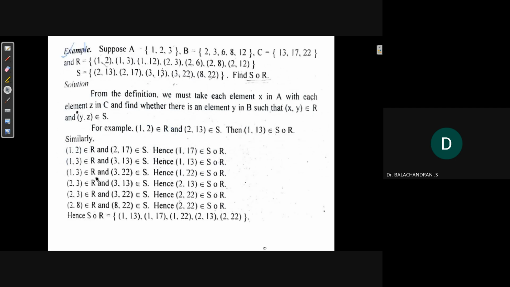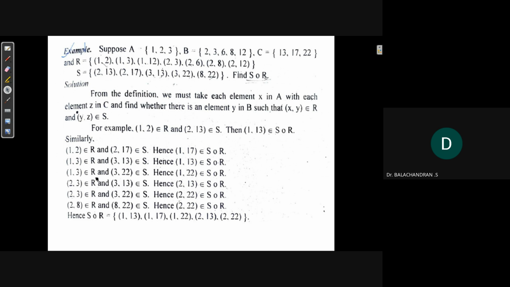The next concept, composition of relation. Through an example we will discuss composition of relation. A equal to {1, 2, 3}, B equal to {2, 3, 6, 8, 12}, C equal to {13, 17, 22}. R is a relation, given like this. S is a relation. We should find S composition R.